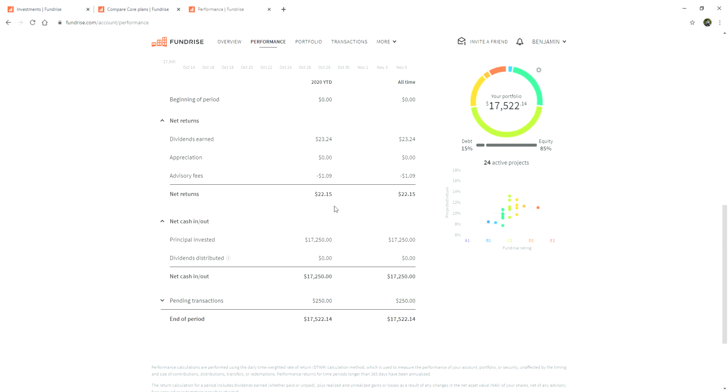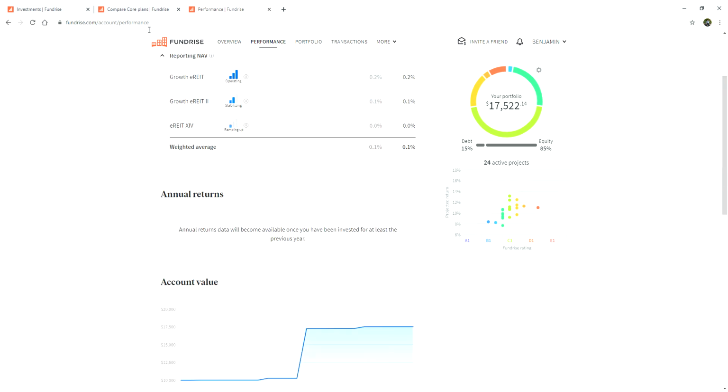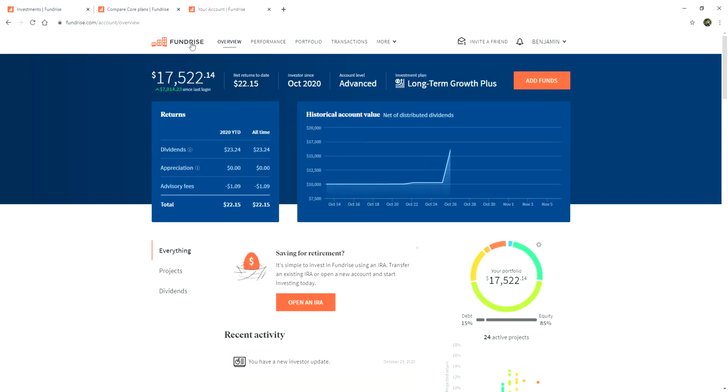And this is our total net returns that we've had, which it shows you on the front page too. It also gives you a fun since-last-login investment amount. But it's $22.15 for 1 month, and that's with the long-term growth plus plan, which has the lowest initial dividends that we would expect.